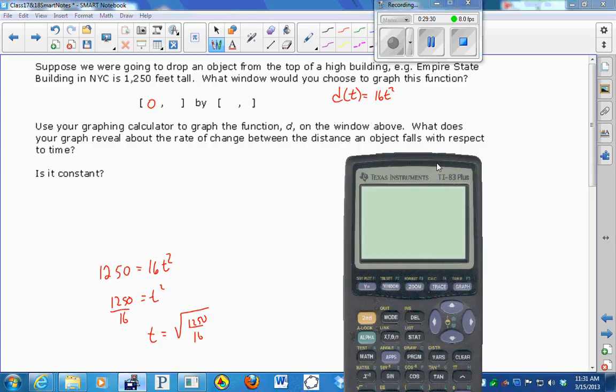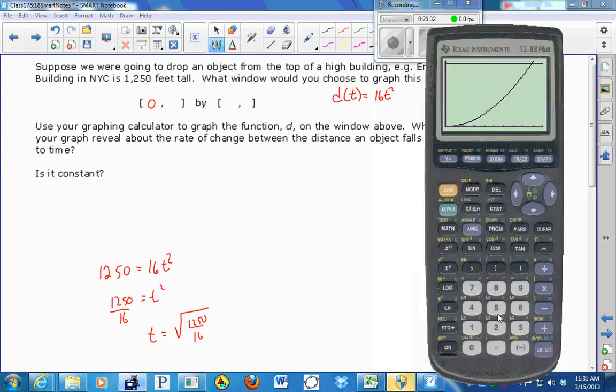So let me just see. That's a very quick calculation. Oops, I've already done it for you. 1250 divided by 16. And now I take the square root, right? Square root of my second answer. Did that stay in my calculator? Right. About 8.8 seconds to drop from the top. So t is about 9 seconds, so I might make my window from 0 to 10.